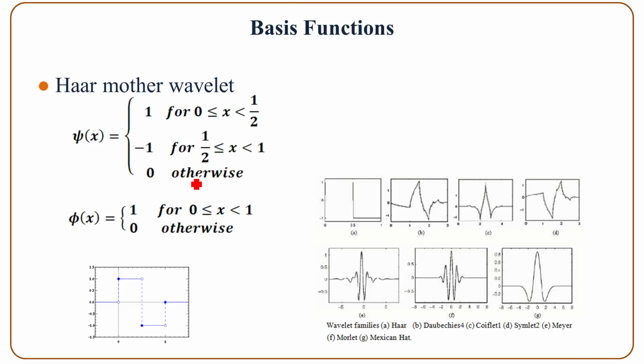So first let's look at the Haar wavelet. Psi of x, which is the wavelet, is equal to 1 for x greater than or equal to 0 and less than 1/2, and it is negative 1 for x greater than or equal to 1/2 and less than 1. So if you plot psi of x, which is the wavelet function, then you get this. This is 0.5.